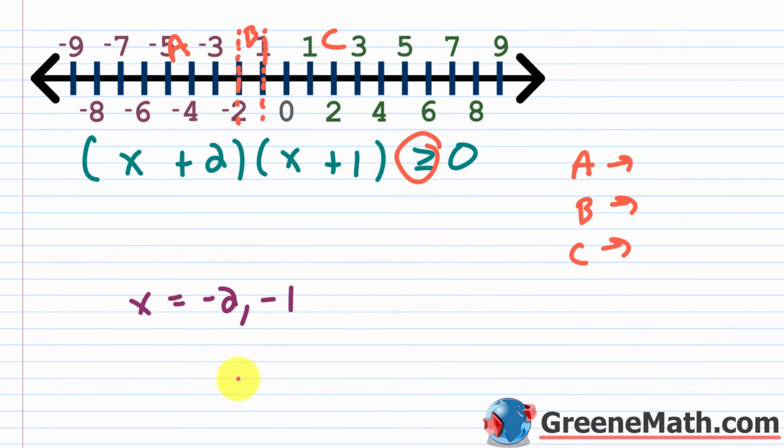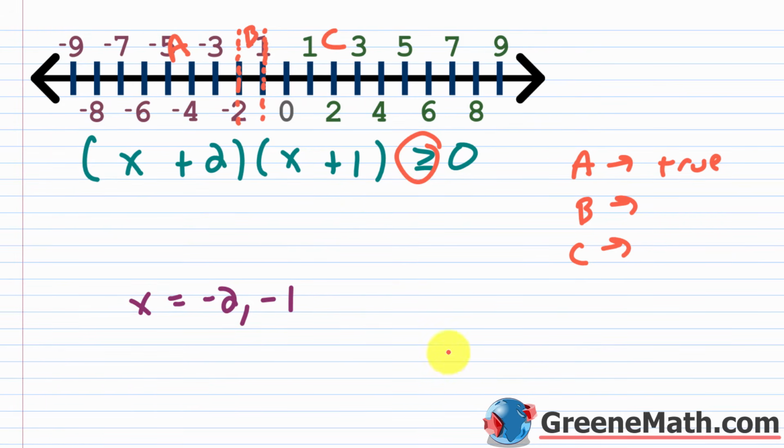But let's just think about something that's in A. So let's pick negative 3. So negative 3 plus 2 is going to be negative 1, and then negative 3 plus 1 is going to be negative 2. The main thing here is that it's a negative times a negative, which is a positive, which is always greater than 0. So this is true. You could also just say that negative 1 times negative 2 is 2, and 2 is greater than 0. So that's good to go.